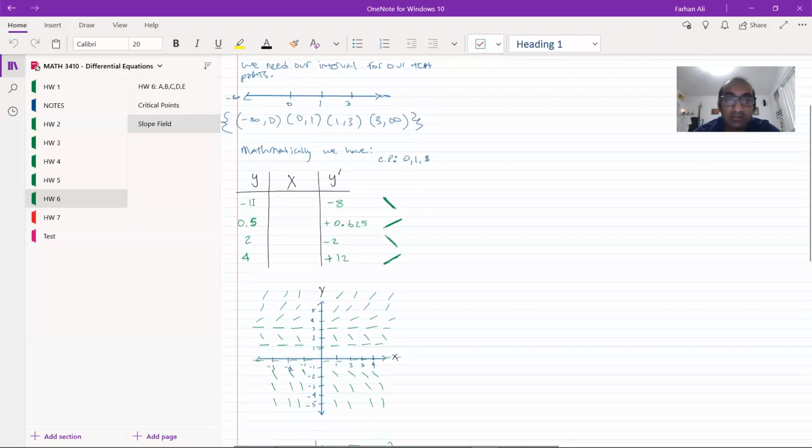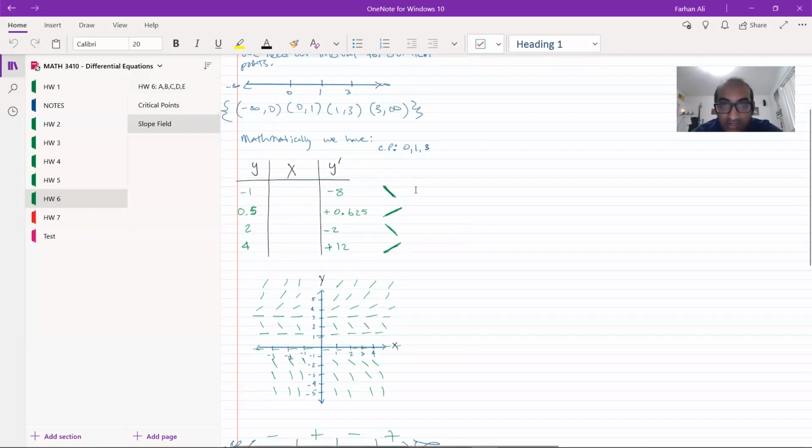So when y was negative 1, our slope was negative 8. When I had 0.5, our slope was positive 0.625. And then y is equal to 2, I got y prime is equal to negative 2, and 4 and 12 for the larger values. So if you notice, from 0 to negative infinity, it's negative. This function is decreasing. And then from 0 to 1, it's positive. This function is increasing. So if I put in any values from here, you'll see that the slope will remain positive.